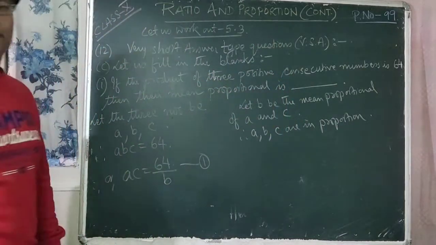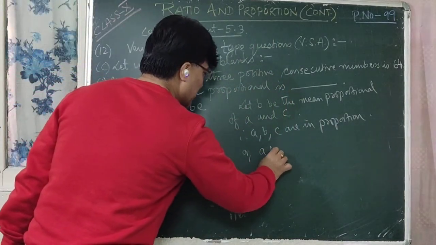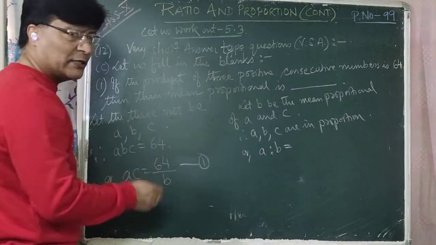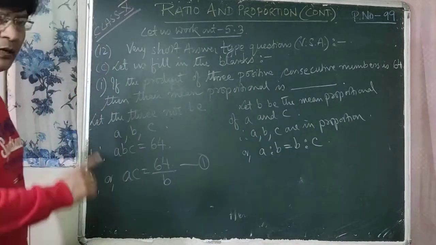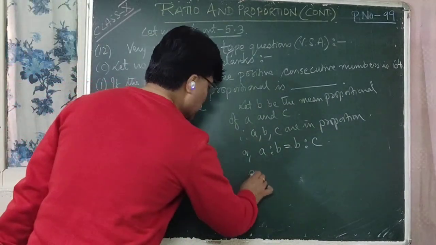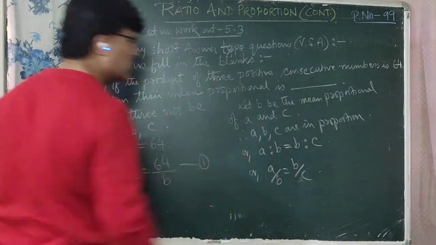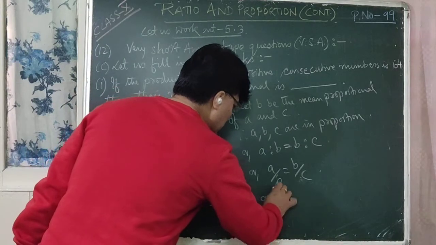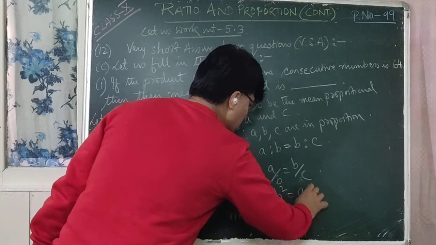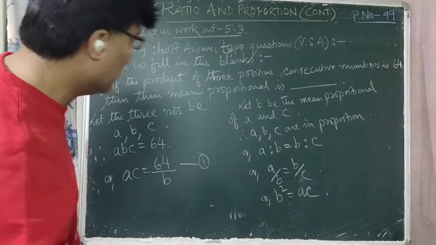So you know from the definition of proportion, what can you write? A is to B is equal to B is to C. So you can write it in terms of fraction. A by B is equal to B by C. So let us cross multiply it. That is B square is equal to AC.